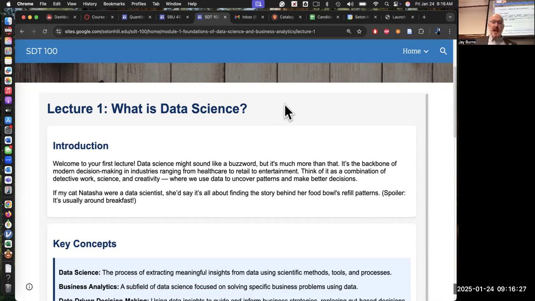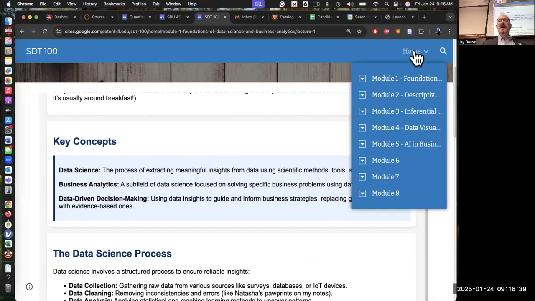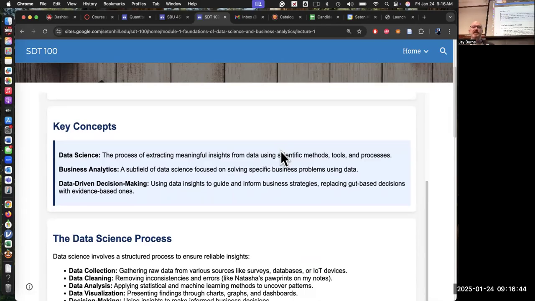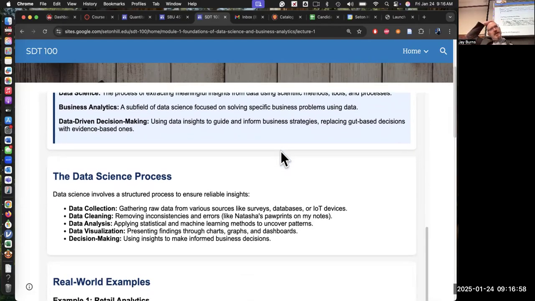Okay, so it actually sounds then frighteningly easy. And we could state differently that data science is the process of extracting meaningful insights from data using scientific methods, tools, and processes. Awesome. That's what we, in fact, talked about. We talked about business analytics, which is a subfield of data science. We also talked about data-driven decision-making, not really developing how to do data-driven decision-making, but rather we talked about the importance of it. We also talked about how the data science process could be broken down into steps.